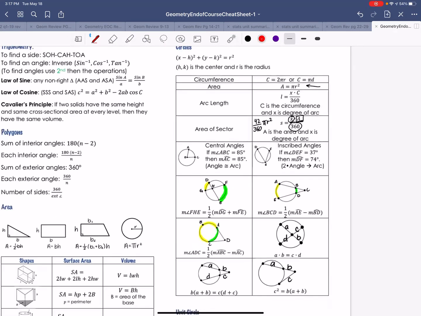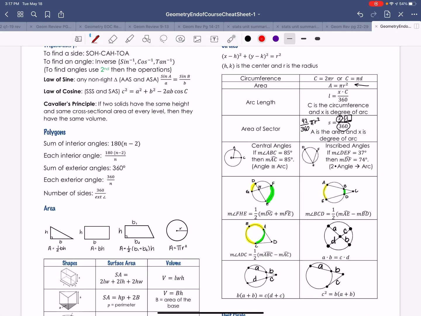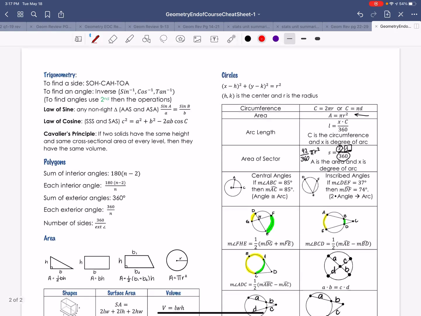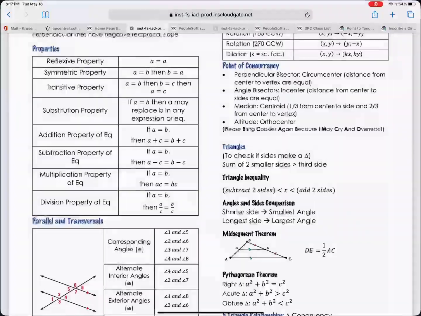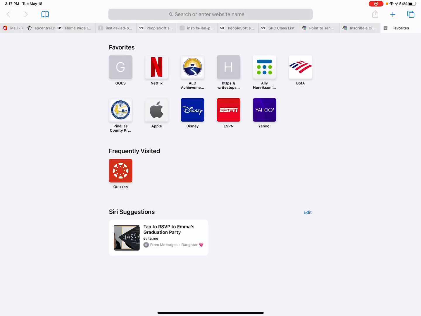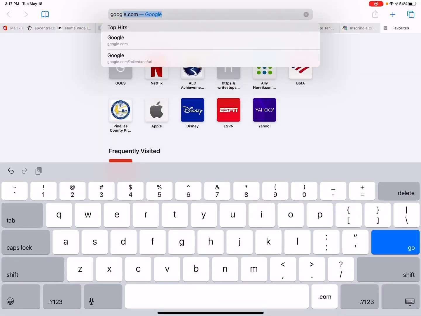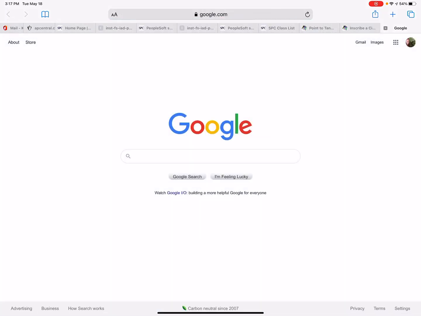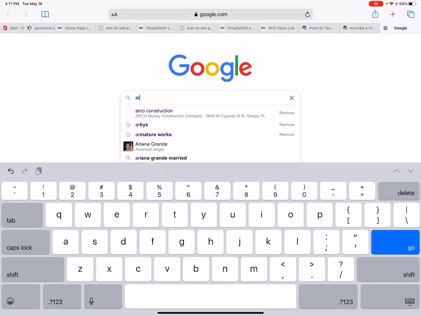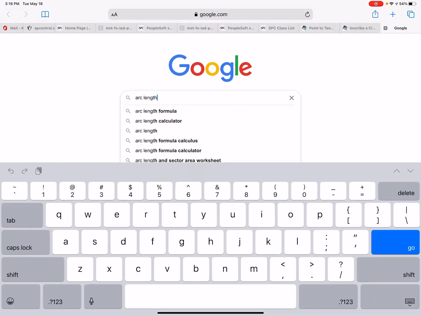I don't see it. You don't see it? Okay, so if you forgot or you can't find it, you can always Google it. So we'll go Google: arc length formula in radians.